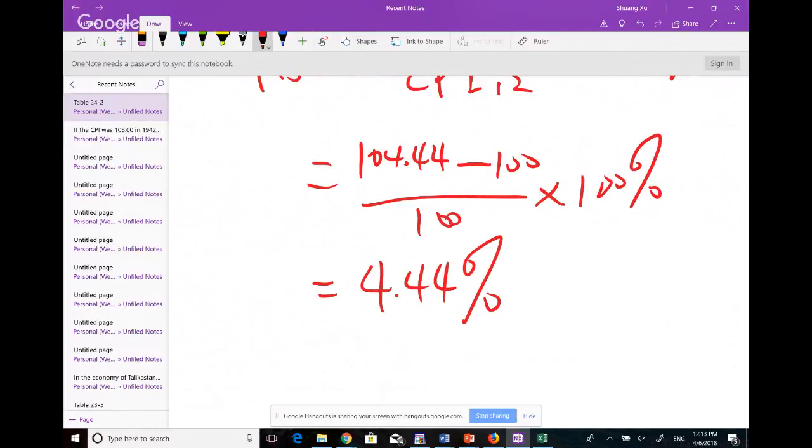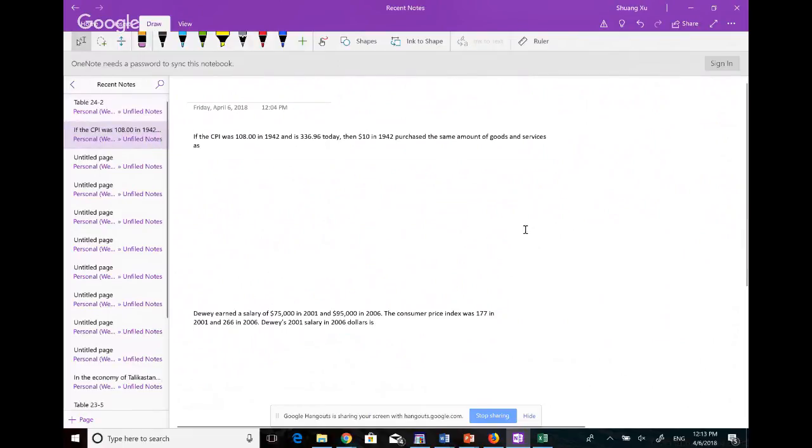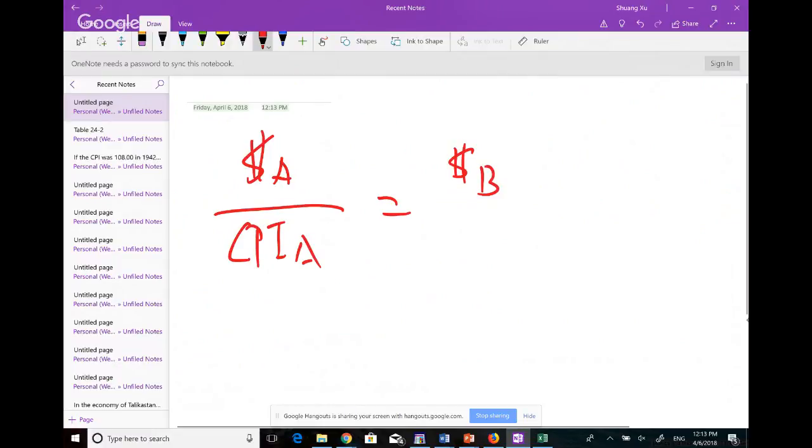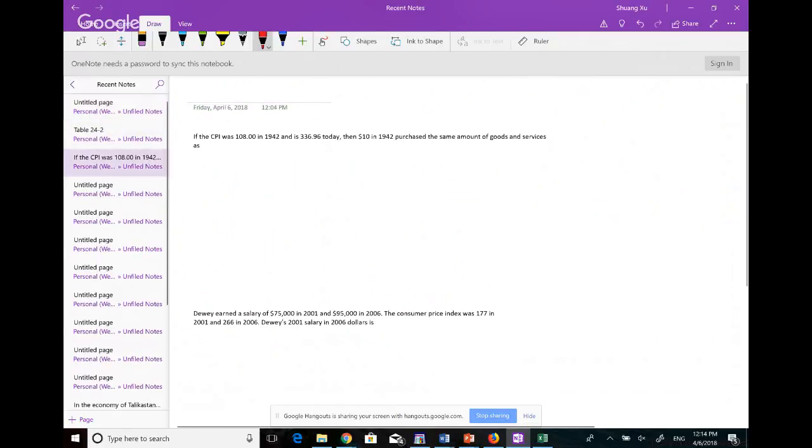All right, now this is one type of question you would see. The other type of question you might see is stuff like this, where we will look at the dollar value for 1 year against the dollar value for another year. So the formula for that is your dollar value in year A divided by CPI in year A equals dollar value in year B divided by CPI in year B. And then all you gotta do from this point is have one variable missing, and then just cross multiply and solve for it.